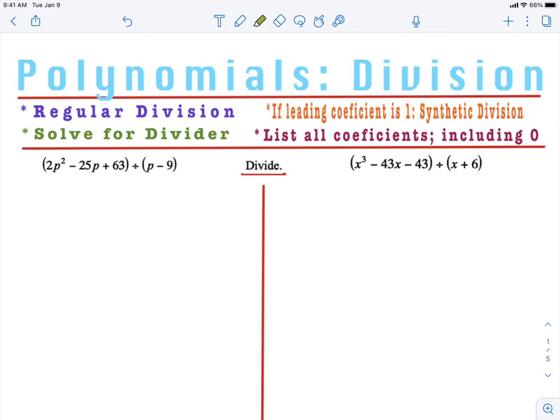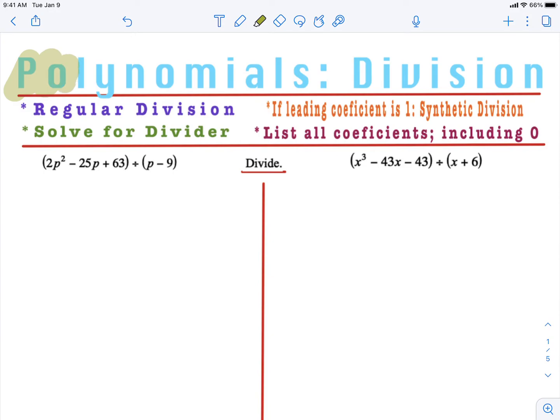Let's get started. First thing we do is identify the name of the notes, and the name of these notes is polynomials division. So we're going to take a look at how we divide polynomials.